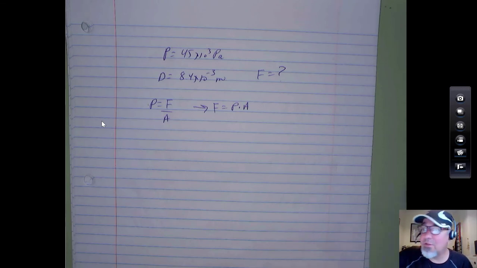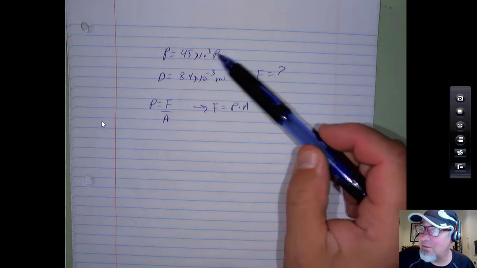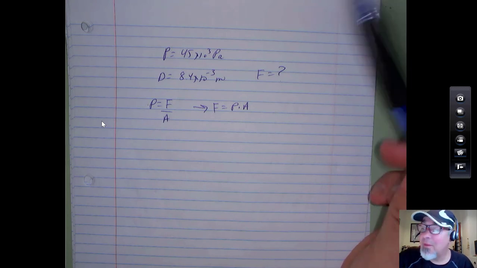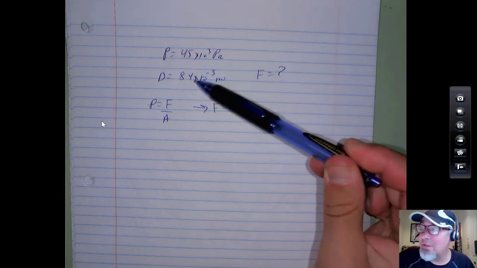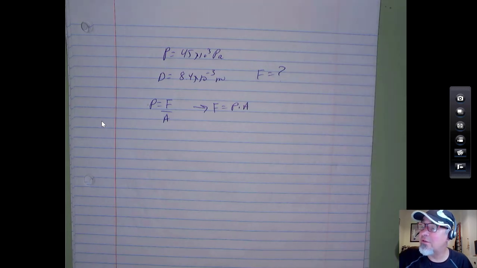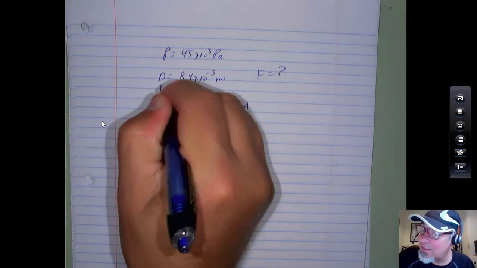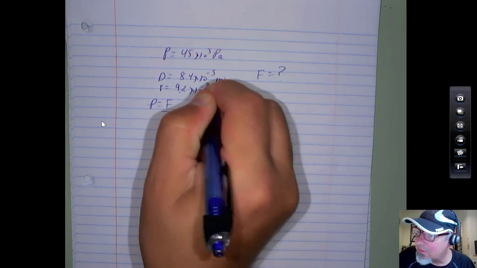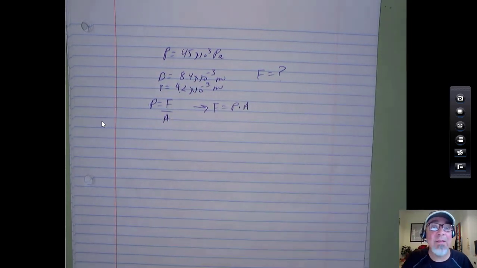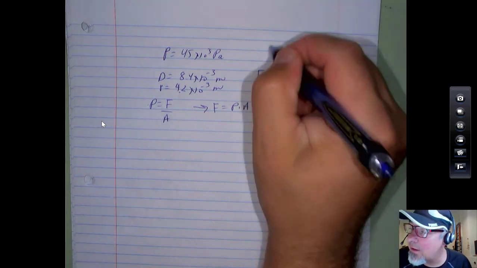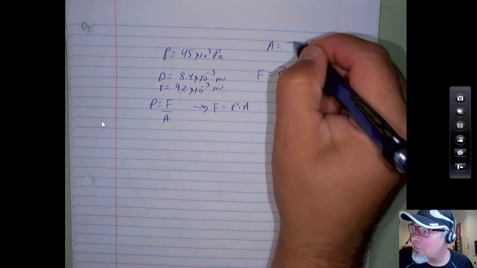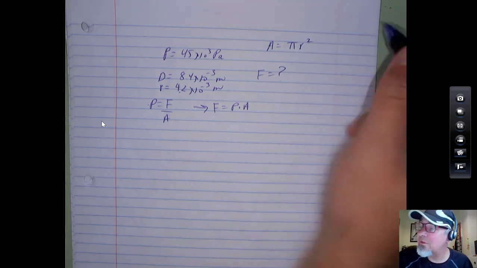Okay, so here's the pressure. Again, 45 times 10 to the third pascals. Pascals, Newton per square meter, SI unit, that's good. The diameter of the eardrum is 8.4 times 10 to the minus third meters. So if you want to do it as a radius, just cut that in half. 4.2 times 10 to the minus third meters. Why would I want to do that? I want to get the area. So we're assuming the eardrum is circular, the area would be pi r squared. So just be careful with the units.